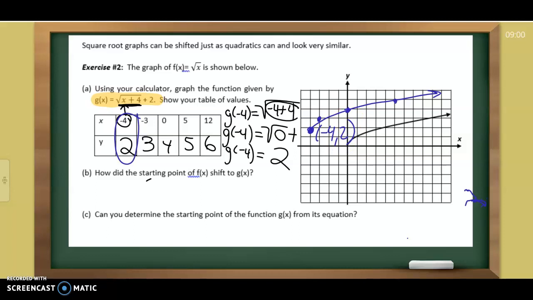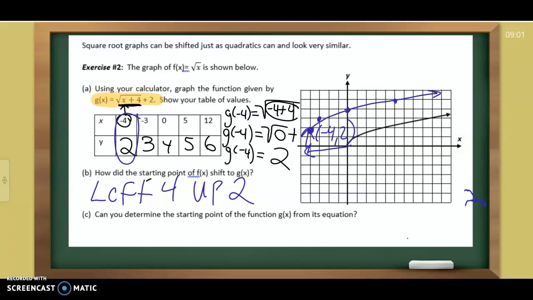How did the starting point shift? Well, it went 4 this way and up 2. So left 4, up 2. And if this looks at all familiar to our vertex form, which we talked about with parabolas, and we just talked about the similarities between a square root and a parabola, it's half of a parabola, so obviously there's some similarities here.